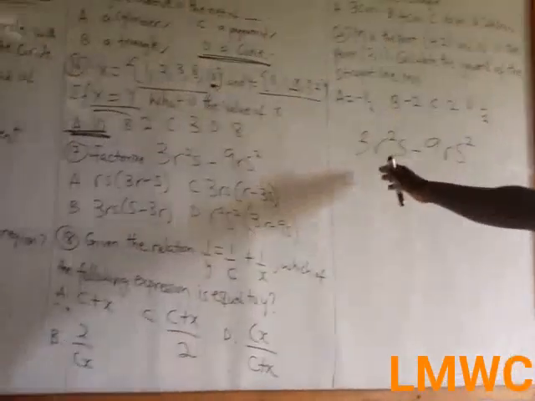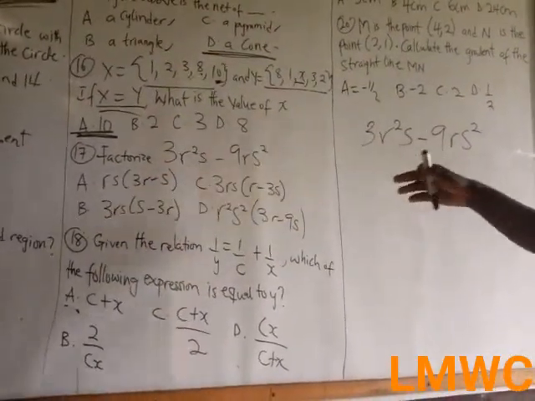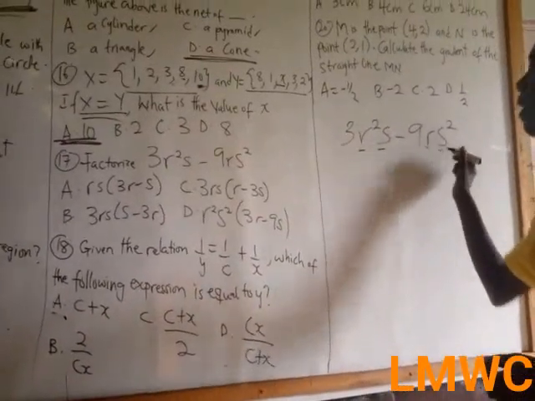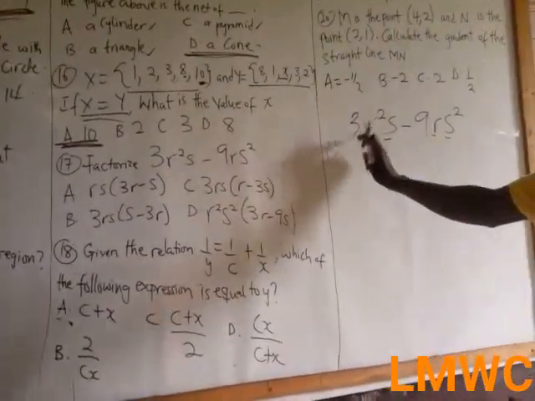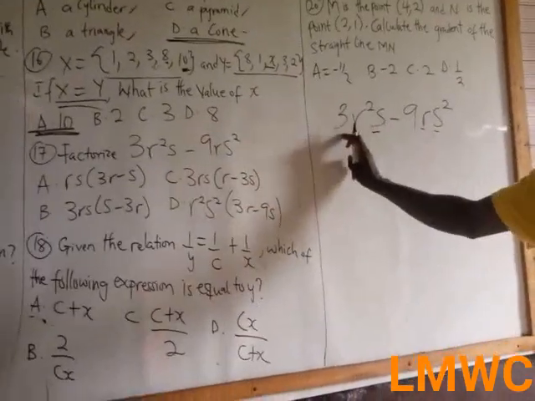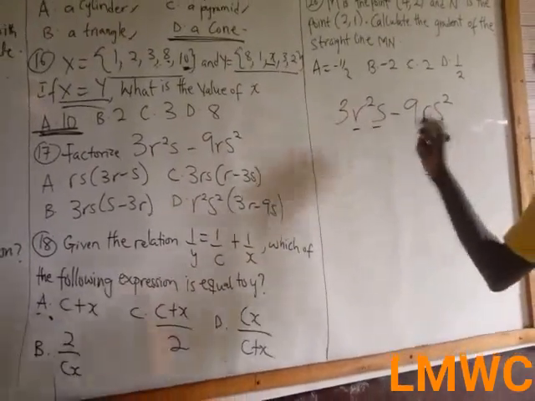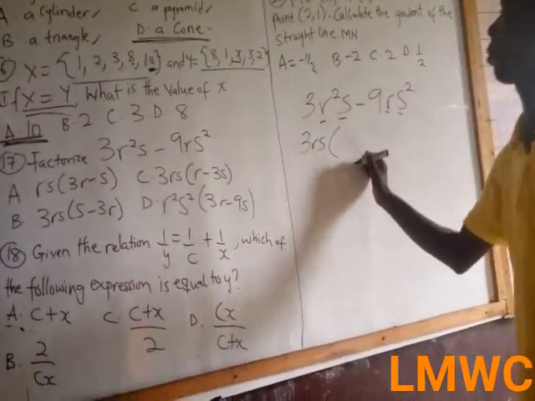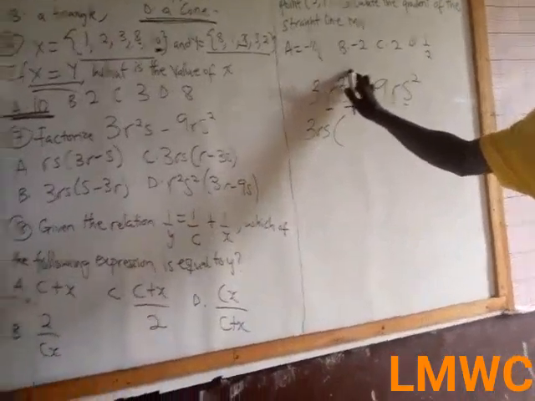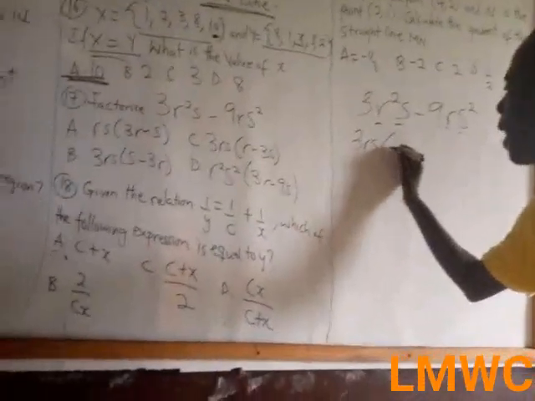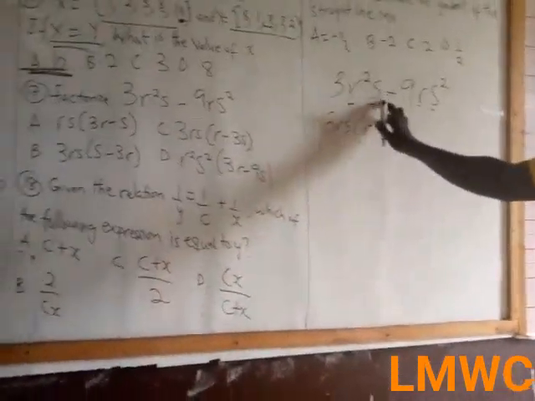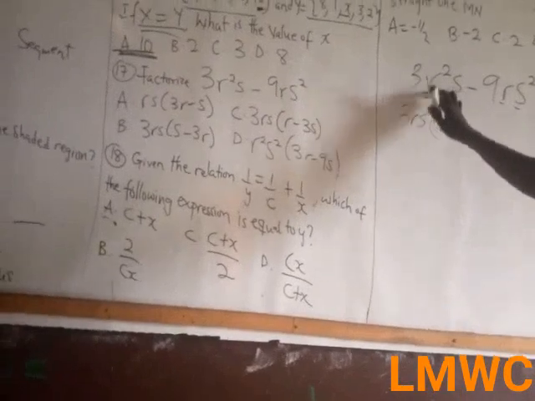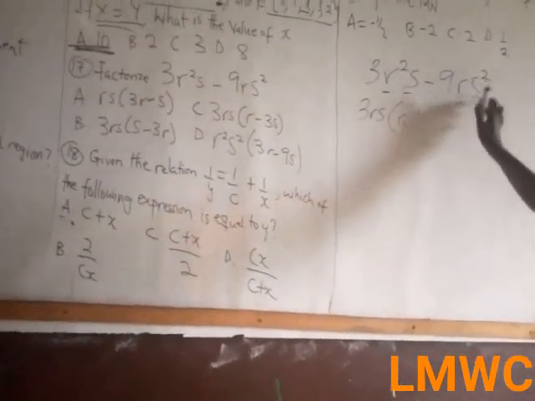Now, what are the common ones that should come outside the bracket? We have r, we have s, rs, they are common. And also 3 and 9. You see 3 is divisible into 9. So we have 3rs as common. You see r is occurring how many times? 2 times. So you bring 1r. But here s occurred once. That's why I brought my s here, because we see r squared s minus rs squared.